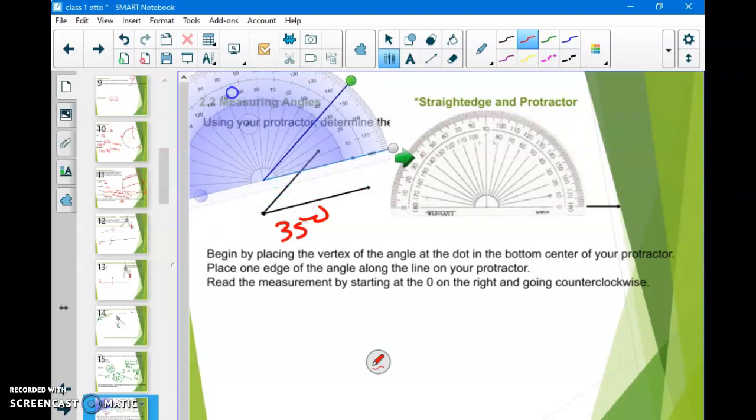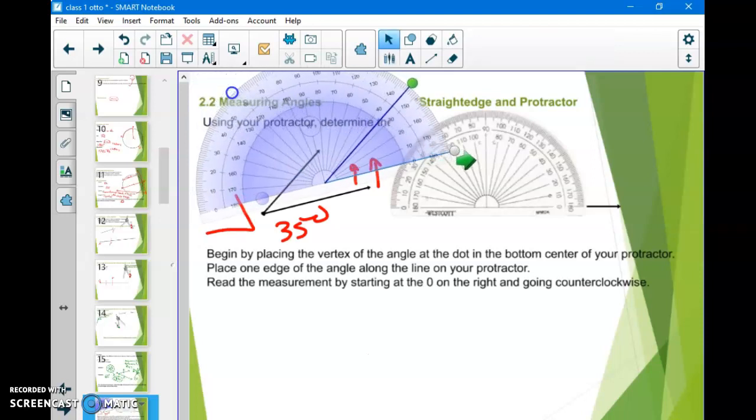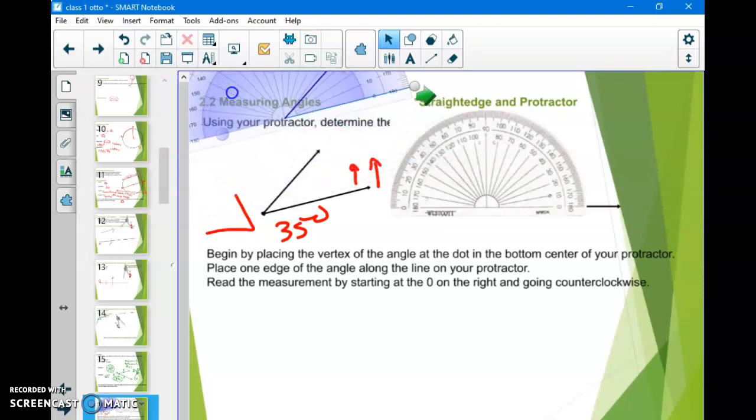Okay? So always notice on here, one of the number listings starts at 0 and the other one is at 180. So if my angle would have been drawn like this, I would have used the other side of my protractor, the one that starts at 0 on that side. So always make sure you're measuring from the 0 out. And I explained that down here.